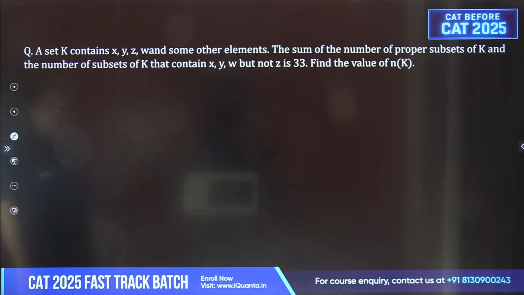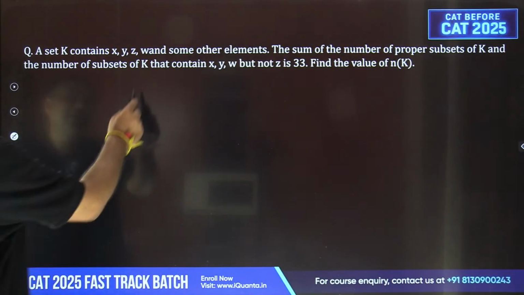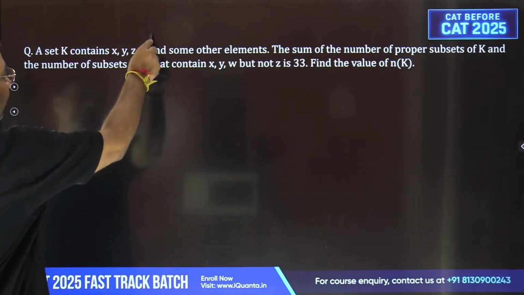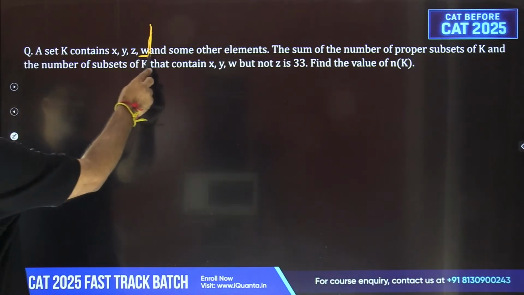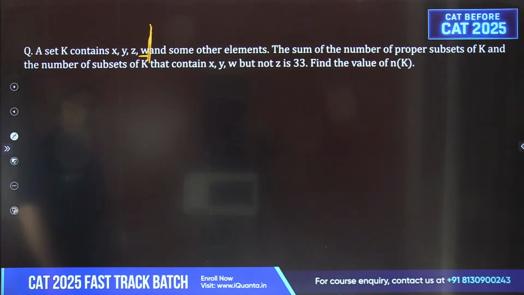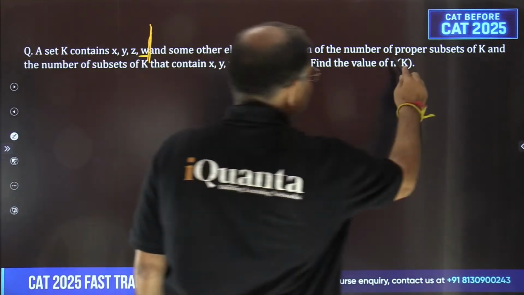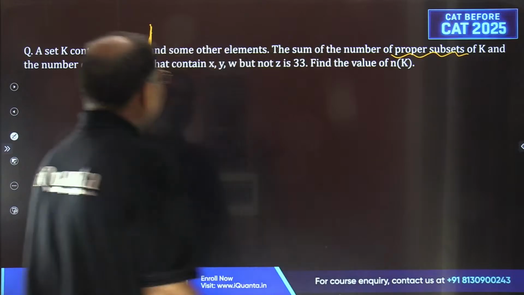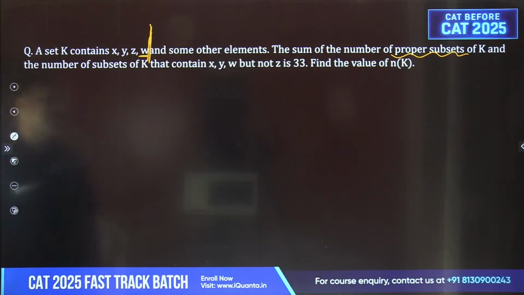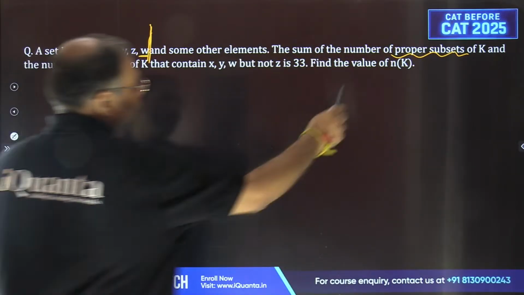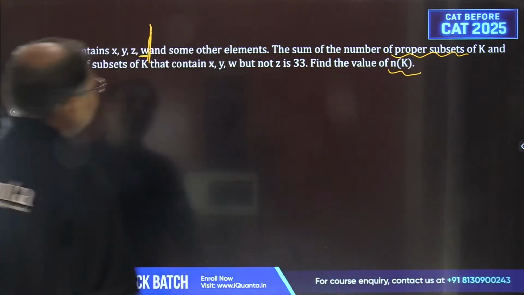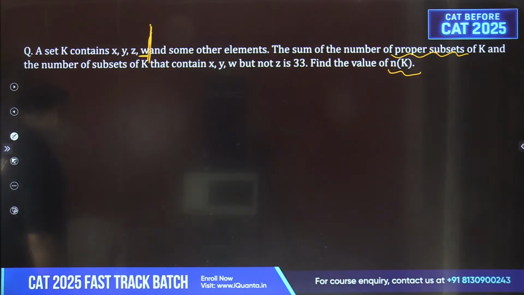Okay, here it is. A set K contains X, Y, Z, W. There should be a gap here basically. A set K contains X, Y, Z, W, and some other elements. The sum of the number of proper subsets of K, now this is one term, and the number of subsets of K that contain X, Y, W but not Z is 33. Find the value of Nk. You know the meaning of this Nk. It is the number of elements in set K. Okay, please try to solve.